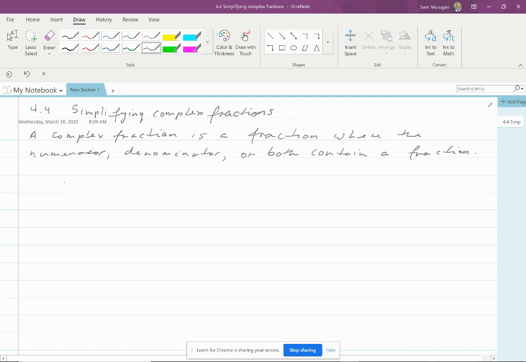So complex fractions may look like, say, 7 over 1 minus x, over 3 plus 2 over x squared. Or you might have something like 1 over x plus 3 minus 2 over x, over 17 over x plus 7 over x squared. Both of these are examples of complex fractions, and our job is to try to simplify complex fractions.